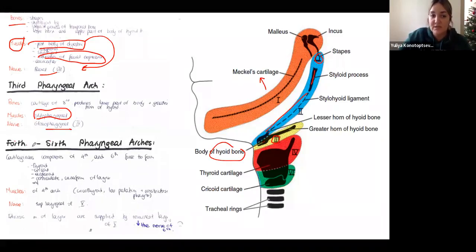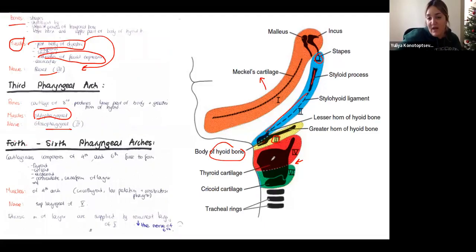Fourth and sixth, you can see that there is a dash between them because later they will fuse, right? The fifth pharyngeal arch used to be between them, but it appeared and disappeared. So fourth and sixth will slowly approach one another and will eventually fuse together. Fourth and sixth are responsible for giving rise to your larynx and pharynx.